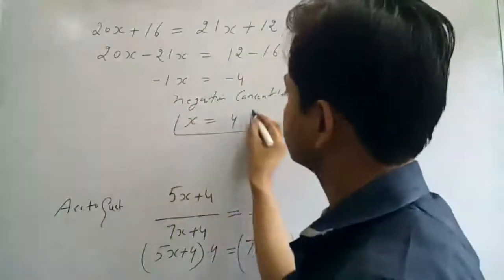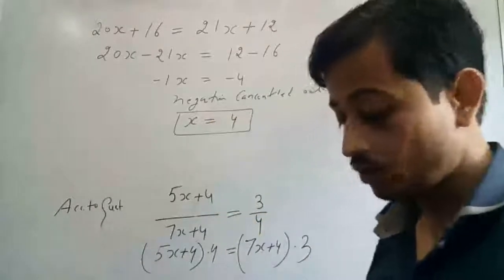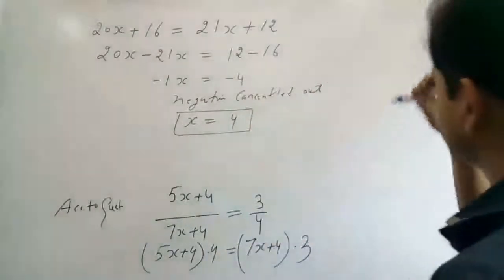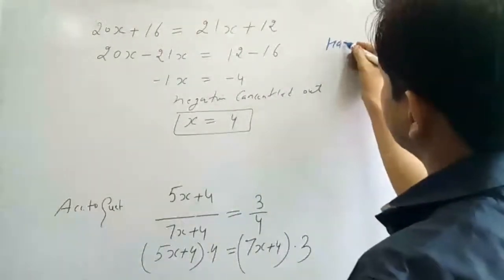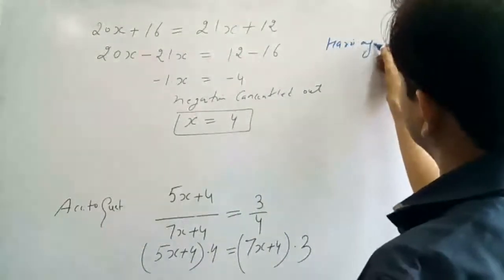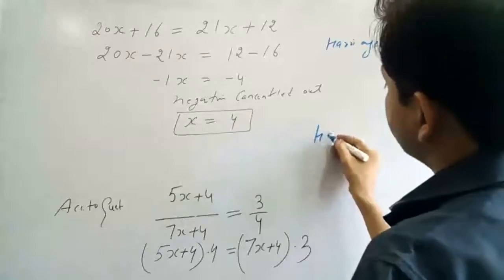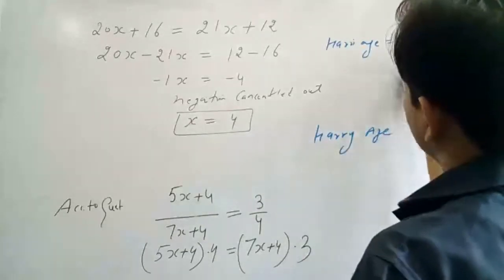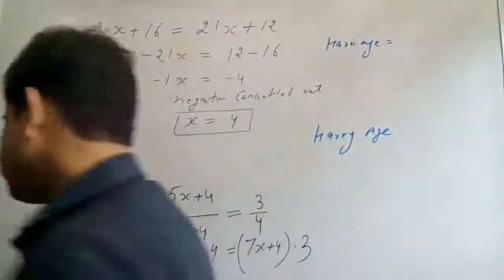This is x. Now we have to calculate the age of Hari and Harry. What is Hari's age, and what is Harry's age?